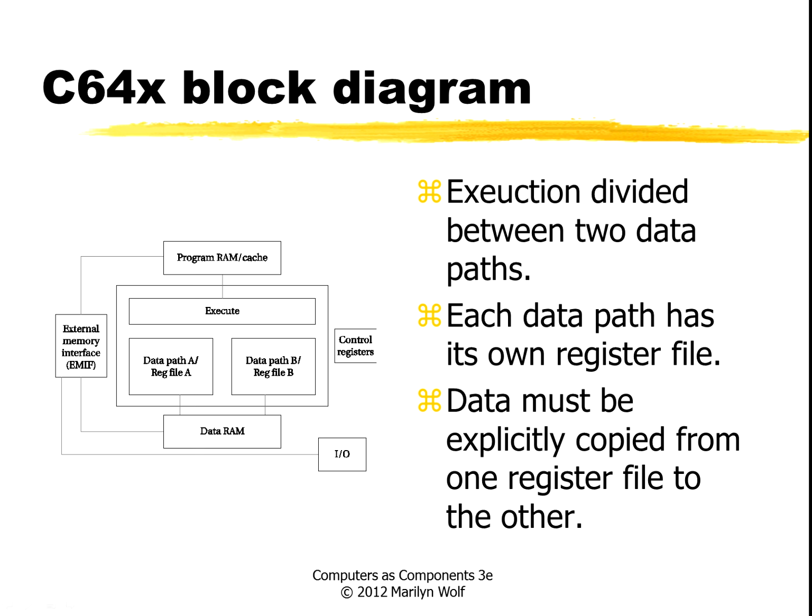take data from, say, register file A and use it in data path B, you have to explicitly copy that data from A to B. And that takes a cycle. But within a data path, any instruction executing on A, for example, can use all the data in register file A. Any instruction executing on B can use all of the data in register file B.